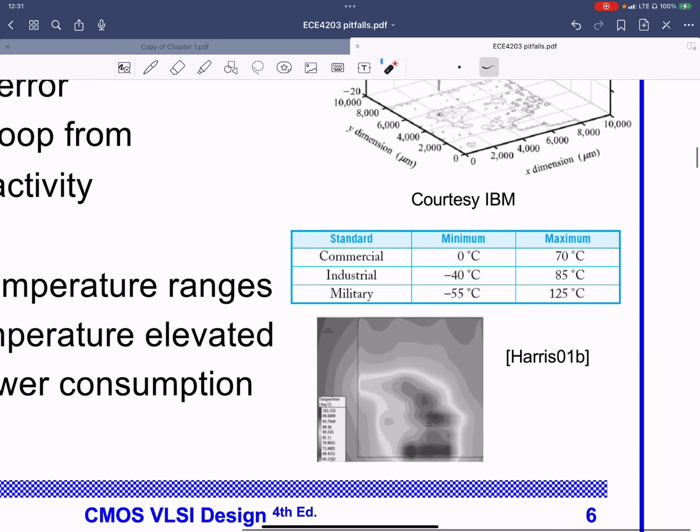So that's for a commercial type application. A cell phone would have these kind of commercial specifications, and usually that's given as the ambient temperature: 0 degrees Celsius, which is when water freezes, to 70 degrees Celsius. That's pretty typical. Then there's industrial products.